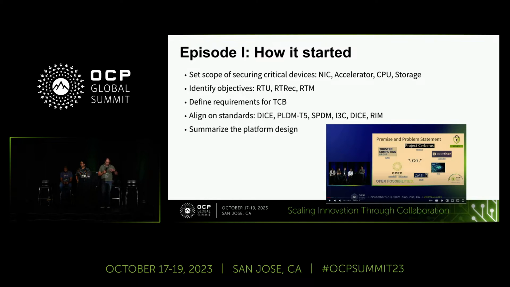Using the NIST terminology, we split the world into update, recovery, and measurement and attestation, so that can help us better reason about the problem and separate the different mechanisms so that there isn't any confusion. We define requirements for TCB, and we try to align on several standards that we have been executing since. In other words, we tried to provide a framework to make forward progress.